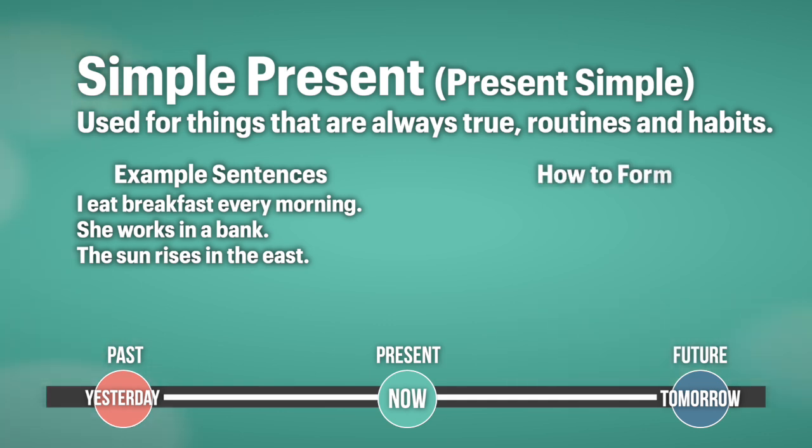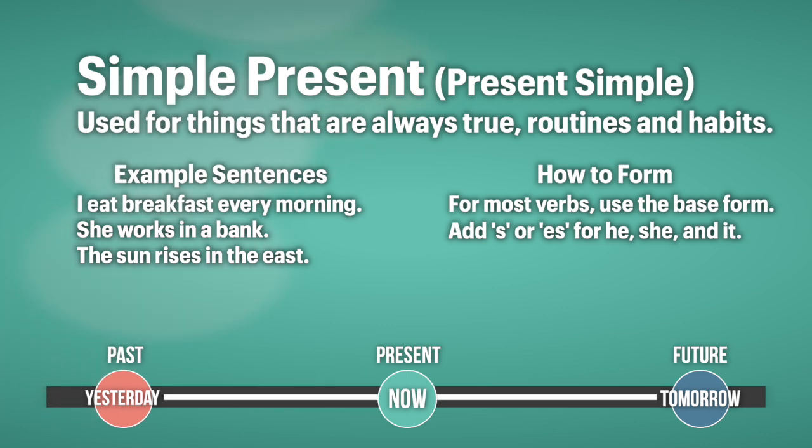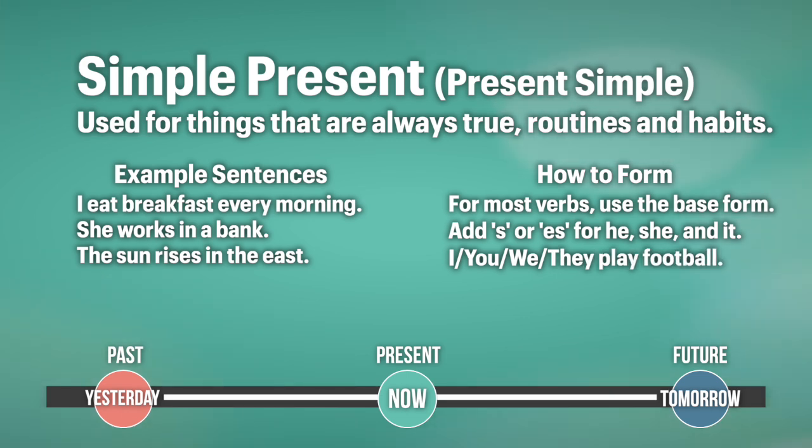How to form the present simple. For most verbs, use the base form. Add s or es for he, she, and it. I play football. He plays football.